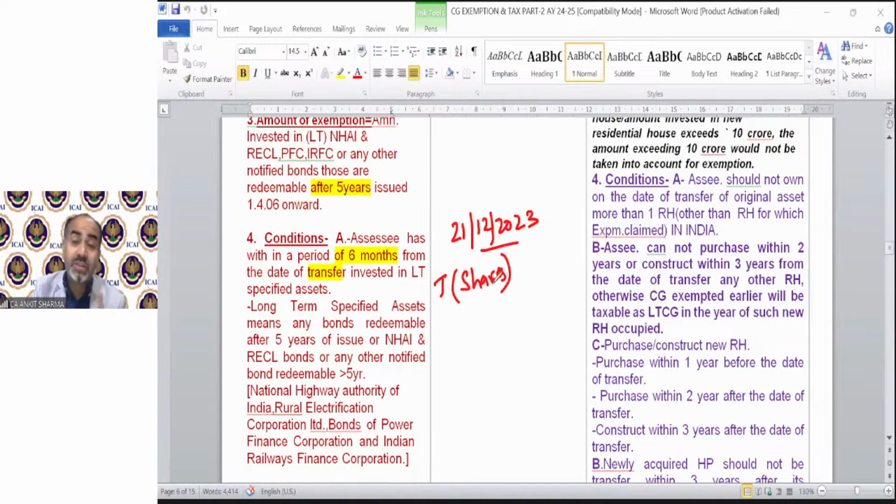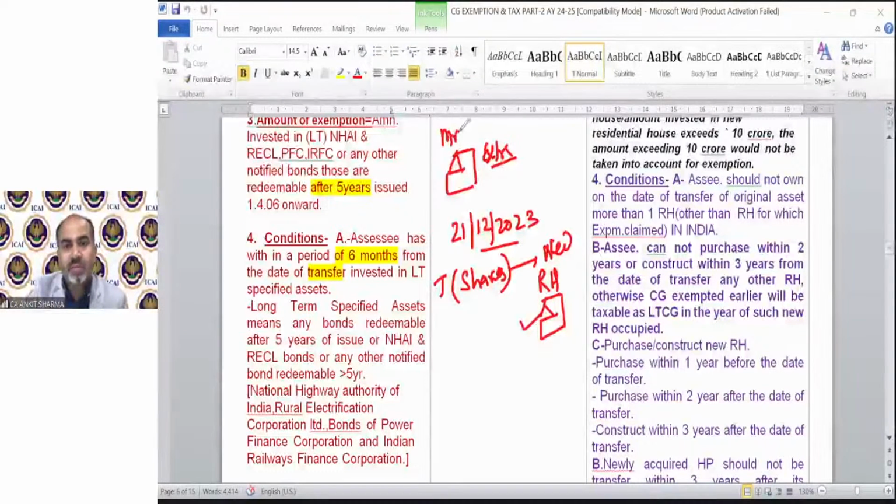We cannot transfer a residential house under section 54F, because if we transfer a residential house and purchase another residential house, then section 54 talks about it. Here we are transferring shares and going to buy a new residential house for the purpose of exemption. That is okay. At this time, you can have only one extra house.